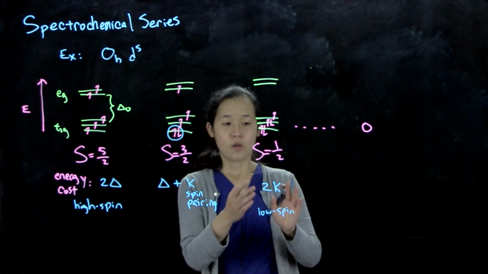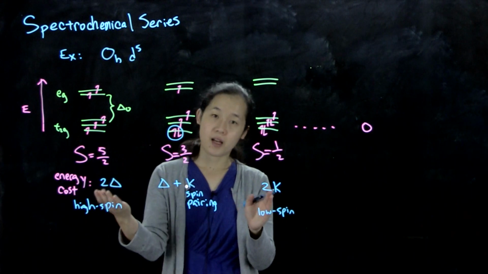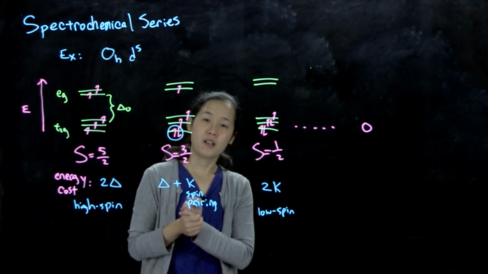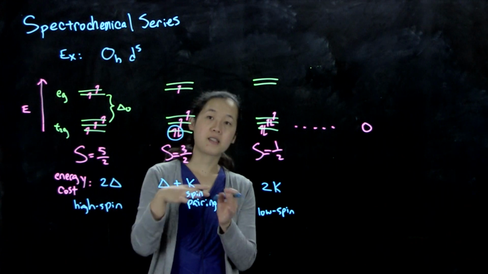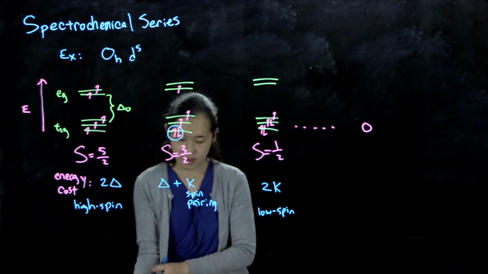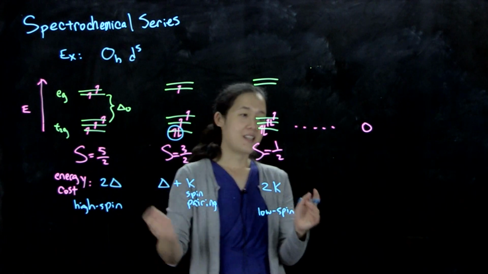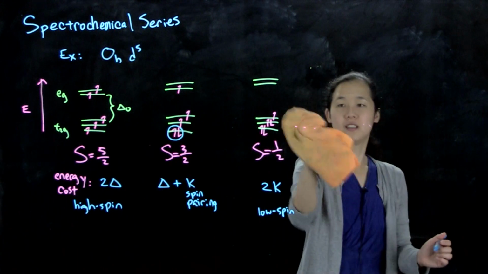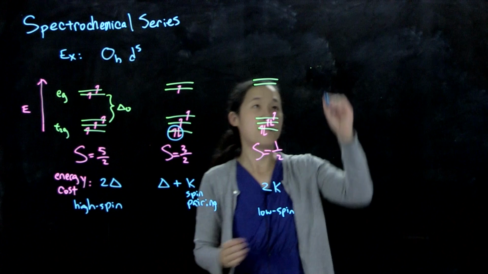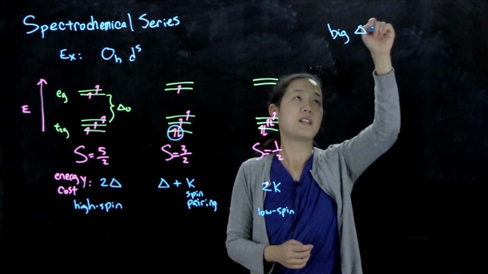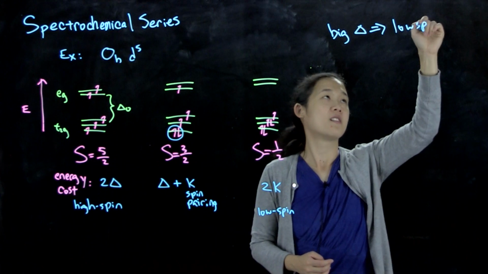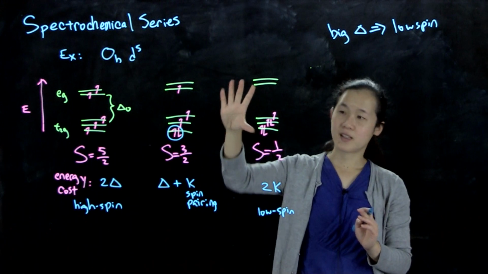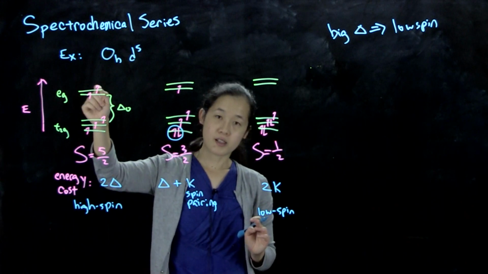It depends on how K, our spin pairing energy, matches with our delta, our d-d splitting energy, also known as the ligand field stabilization energy. That's a separate calculation that we're not going to go into for this class. So basically, the takeaway point for purposes of our class is that big delta means you're going to be low spin, right? For most cases that's true because with big delta, we don't want to pay the cost of putting the electron across the gap.